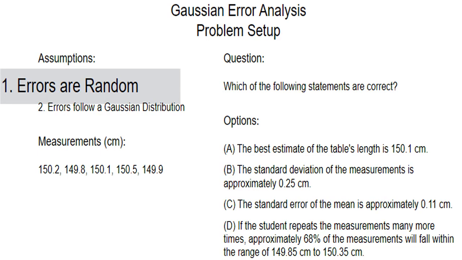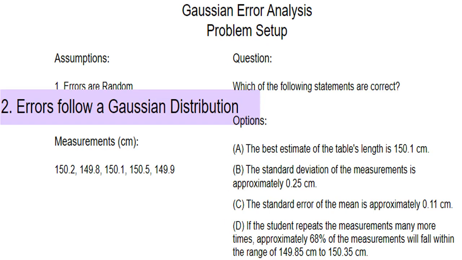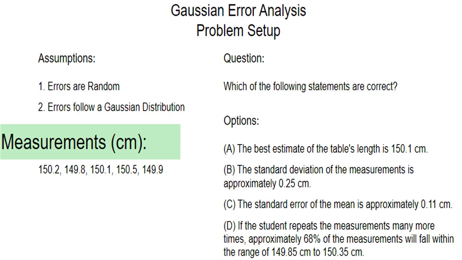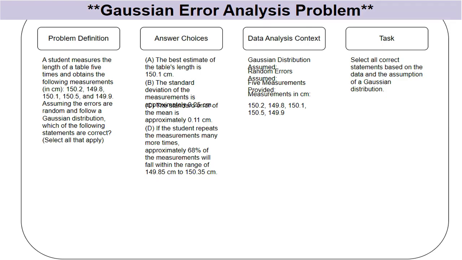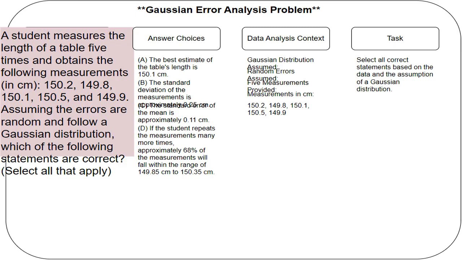Now, let's look at the actual measurements taken, in centimeters. These are the specific length measurements obtained by the student. These values will be used to calculate the best estimate, standard deviation, and standard error of the mean. Here's where the core problem is. It sets the stage for what needs to be determined. Now, let's delve into a problem concerning Gaussian error analysis. A student has measured the length of a table 5 times and has recorded the following data points in centimeters: 150.2, 149.8, 150.1, 150.5, and 149.9.